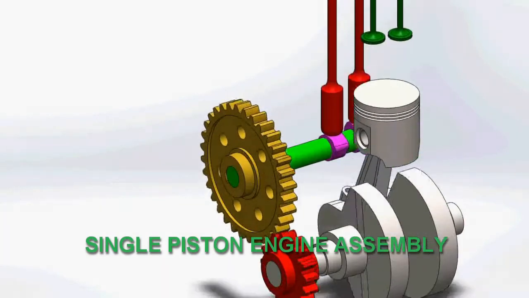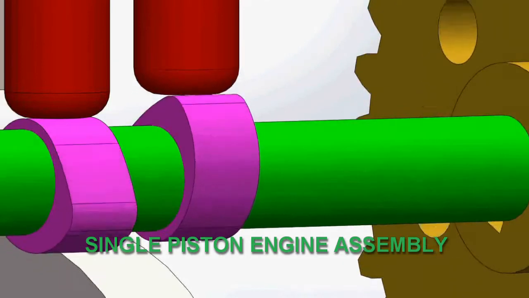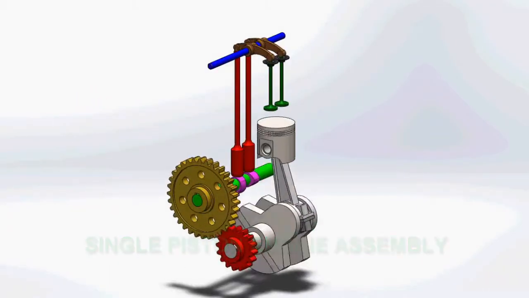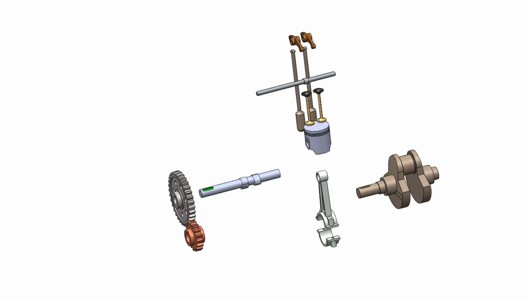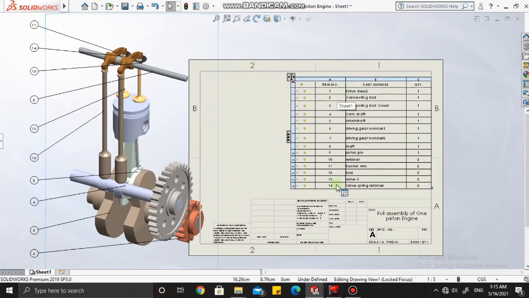Everyone. Today we are going to create a single piston engine design using SolidWorks. Before starting with the designing, let's take a brief look at the different parts and their positions in this engine assembly. As you can see, there are 14 individual parts in this assembly.